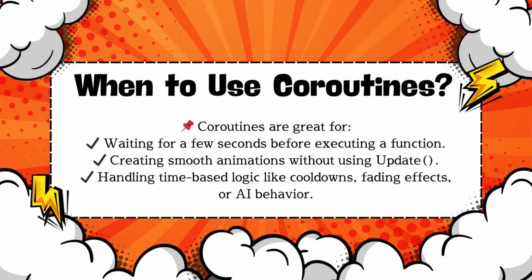When to use coroutines? Coroutines are great for waiting for a few seconds before executing a function, creating smooth animations without using Update, handling time-based logic like cooldowns, fading effects, or AI behavior.